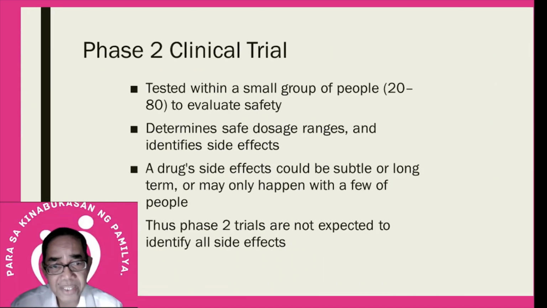In a phase 2 clinical trial, this is tested with a much larger group, up to 80, to evaluate now the safety. And it will determine the safe dosage ranges, and it will identify somehow side effects of the drug. But the side effects of the drug could be subtle and long term and may only happen with a few people. And because we only have up to 80 people in a phase 2 clinical trial, a phase 2 clinical trial is not expected to identify all side effects.